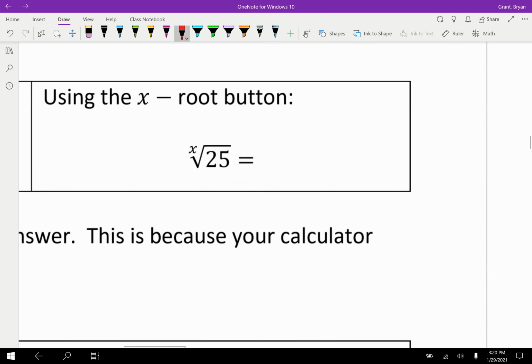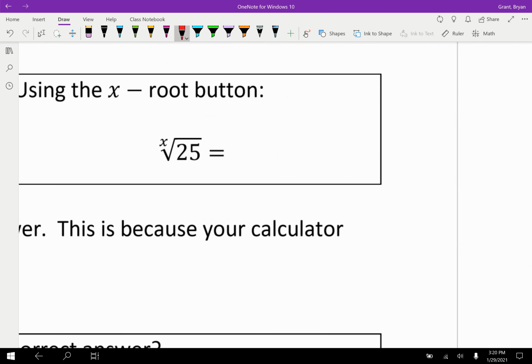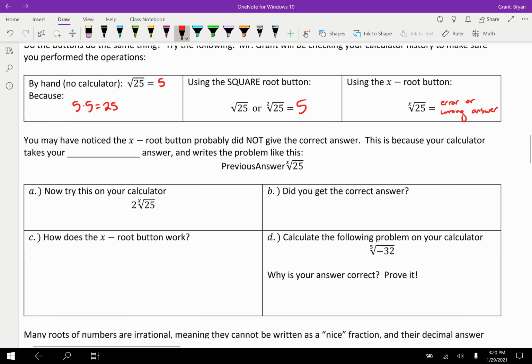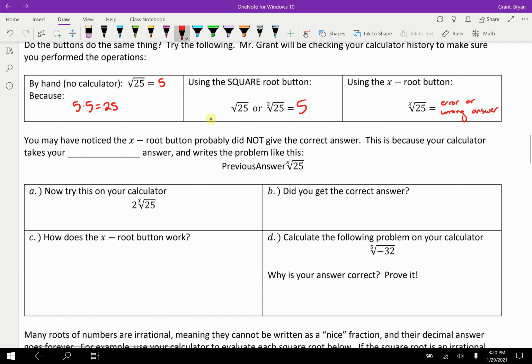However, on your calculator, if you try the x root of 25, you're either going to get an error or the wrong answer. That's because the x root needs you to do something else, right? Your calculator, if you do the x root, is going to take your previous answer and put the previous answer as the index.